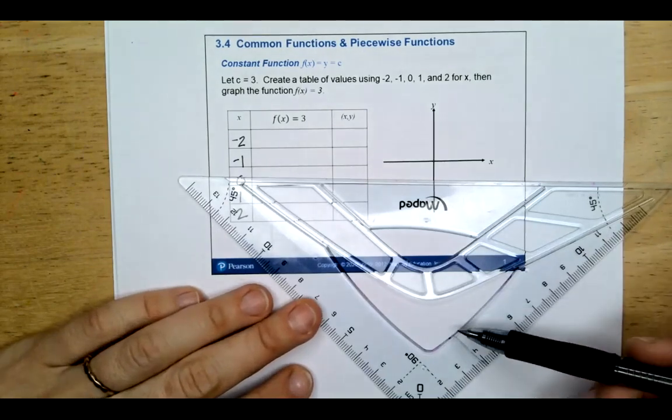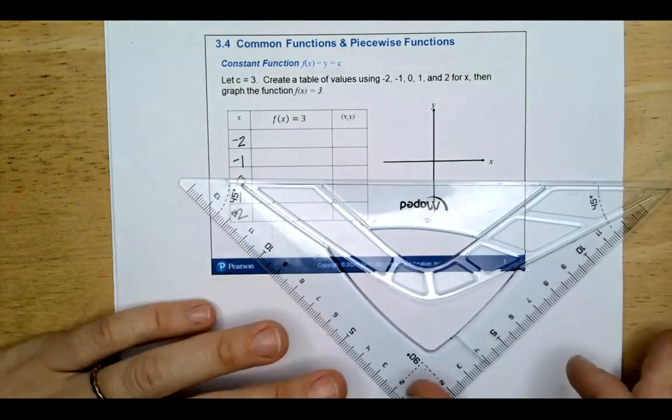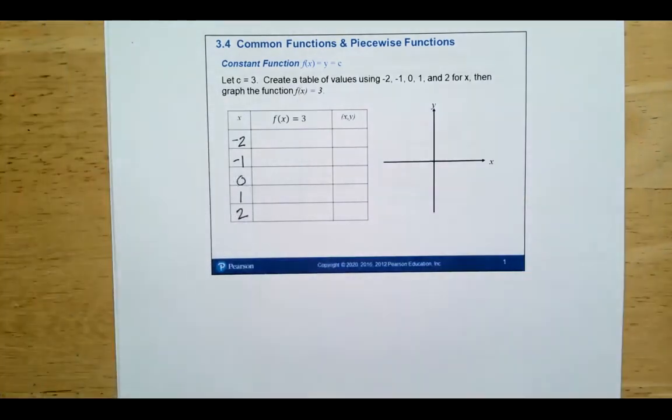When, I just noticed that I have a broken straight edge.